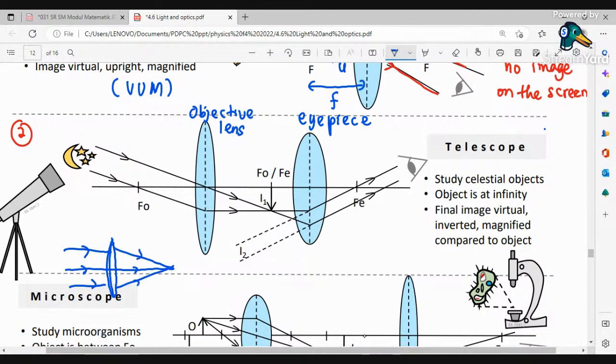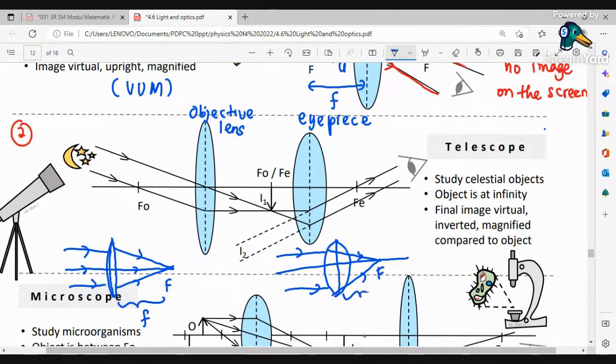So it will be thicker. Okay, it's more curved, right? Less curved. The surface is more curved. So it will converge light closer. So we can see from here, the focal length for the thinner one is longer. For the thicker one, it is shorter.